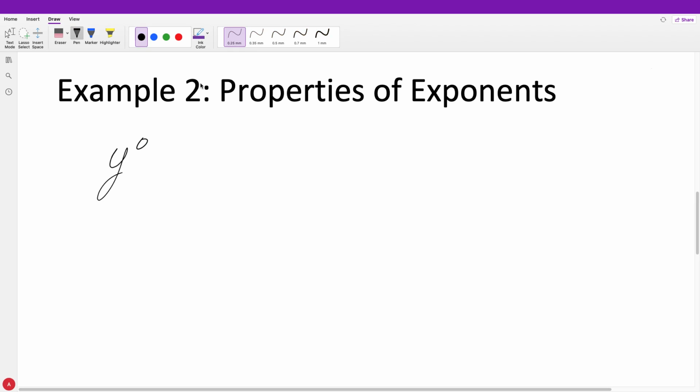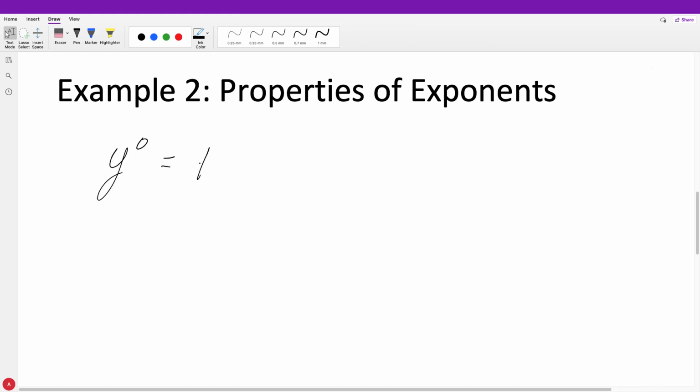All right, this next problem, is this simply y to the 0 power? Well, this is our zero power property. Anything raised to 0 power is equal to 1. So this is just simply 1. So you wouldn't say 1y, it is just simply equal to the number 1, even though it was a variable.